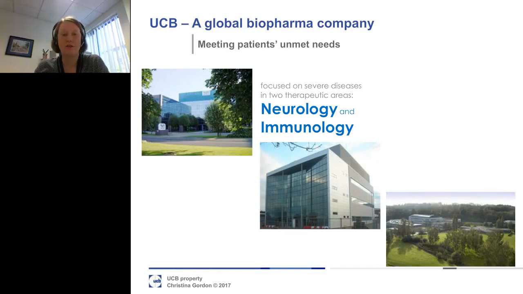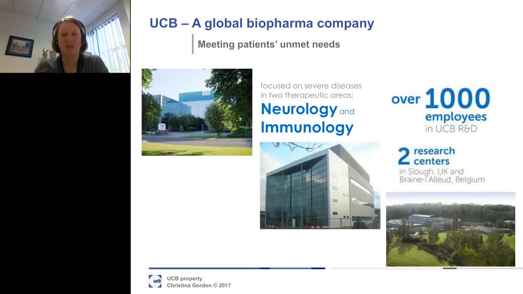And we're focused on severe diseases in two therapeutic areas, namely neurology and immunology. We have over 1,000 employees within UCB R&D, spread over 2 research centers based in Slough. If you look at the top left corner and the middle one, those are our sites in Slough, and then in Braine in Belgium, which you can see at the bottom right corner. UCB spends 27% of its revenues within R&D, which really shows how research-driven we are.